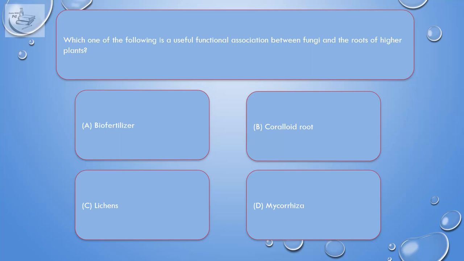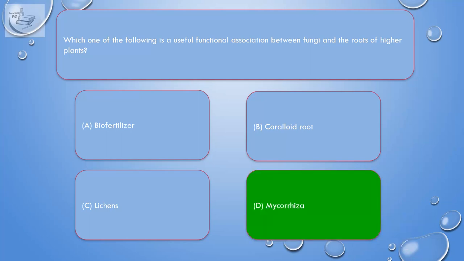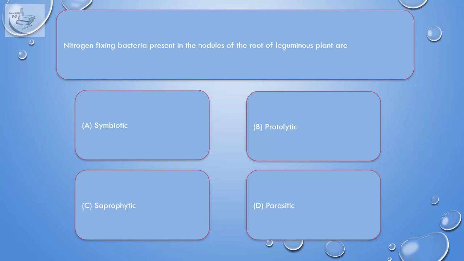Question: which one of the following is a useful functional association between fungi and the roots of higher plants? A. Biofertilizer. B. Coralloid root. C. Lichens. D. Mycorrhizal. Correct answer is D. Mycorrhizal. Question: nitrogen fixing bacteria present in the nodules of the root of leguminous plant are A. Symbiotic. B. Proteolytic. C. Saprophytic. D. Parasitic. Correct answer is A. Symbiotic.